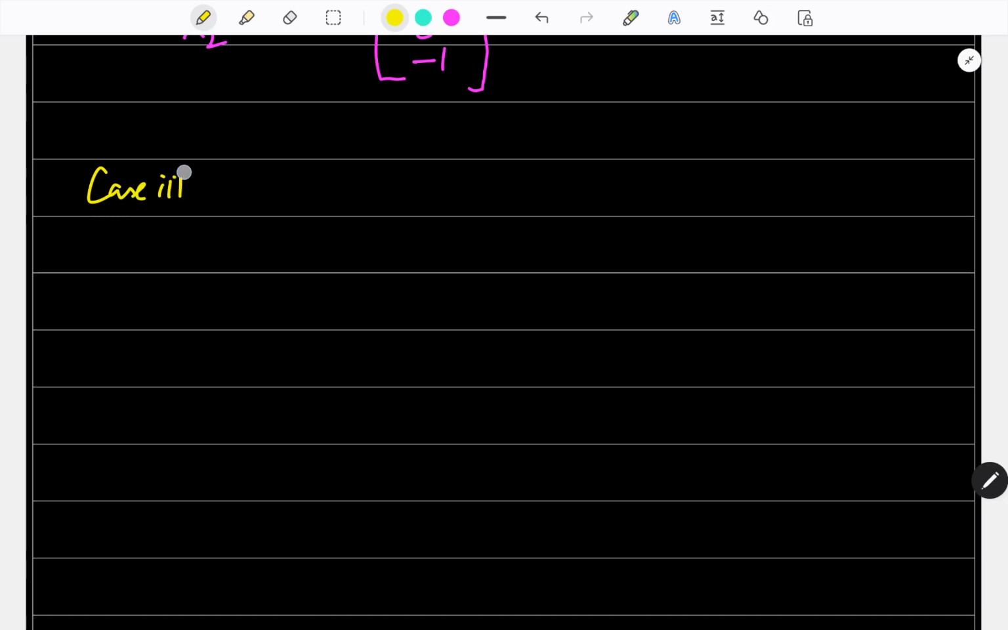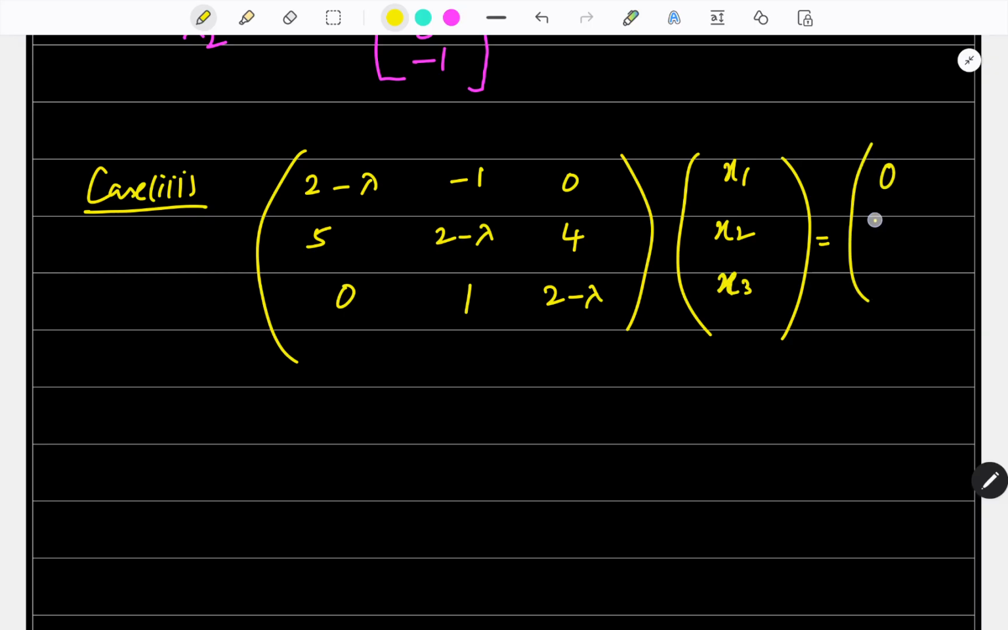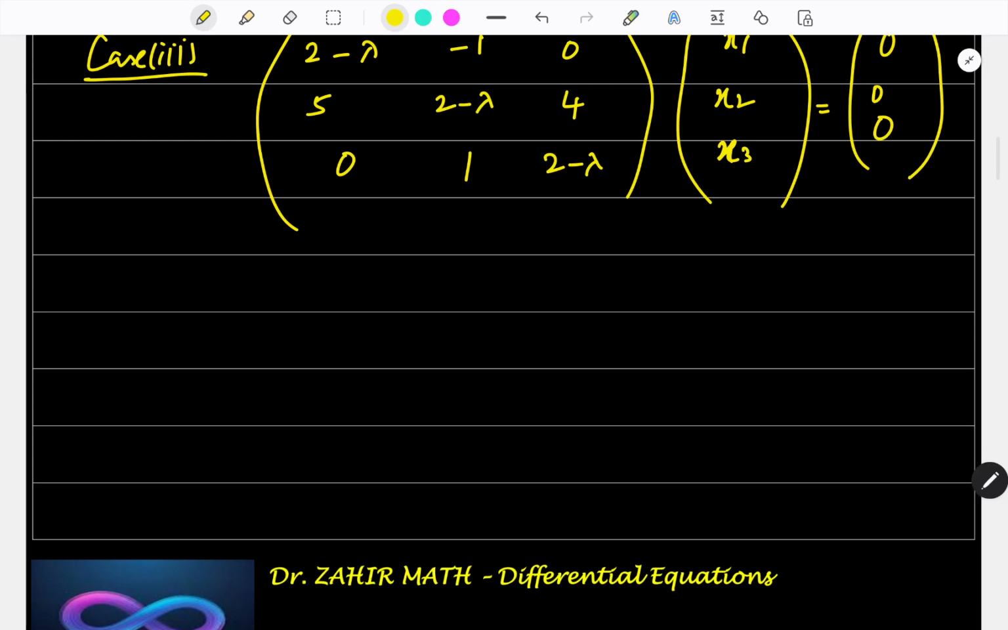So case 3, I'm going to put lambda is equal to, let me write the equations again, right? So the equations are what? The equations are 2 minus lambda, minus 1, 0, and 5, 2 minus lambda, 2 minus lambda, I think here 4, 0, 1, right? So this times x1, x2, x3 equals what? 0, 0, 0, right? Okay. So now what we are going to do? We are going to put lambda is equal to, what is the value? 2 minus i in equation 1. Which is equation 1? This is equation 1, right?